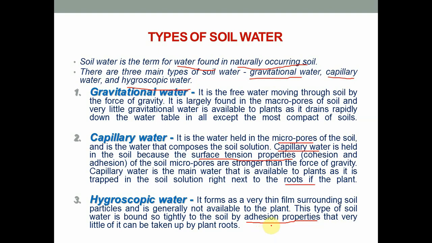Now this type of water is tightly bounded to the soil because of the adhesion properties. The adhesion between the soil and the hygroscopic water is very high. So very little of that water can be taken up by the plant roots.